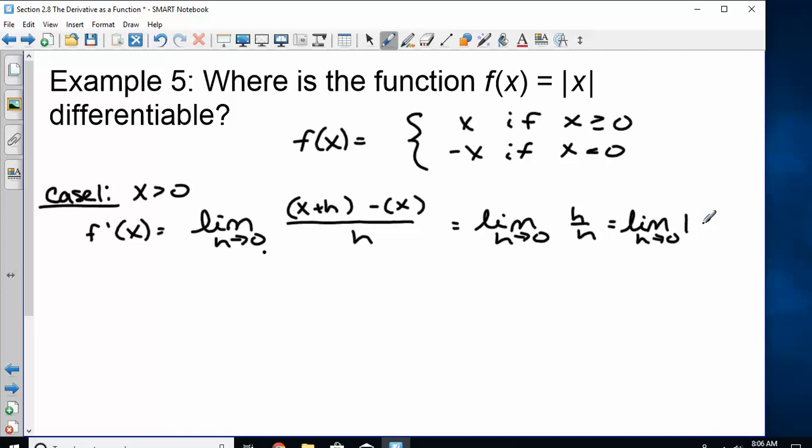So what is the limit as h approaches 0 of 1? 1. Okay, so we have found the derivative exists for all positive numbers, and that derivative is always 1. Okay, so it's differentiable for positive numbers. Now let's check for negative numbers.